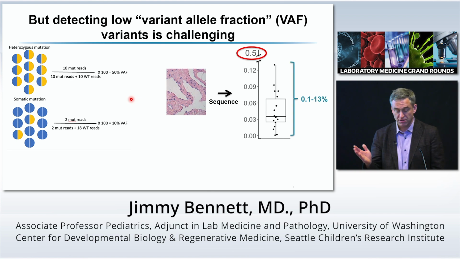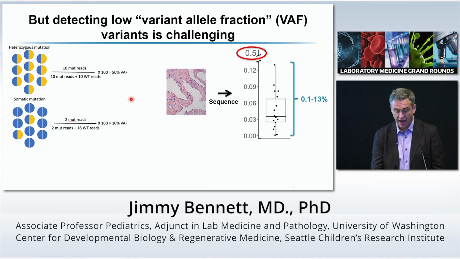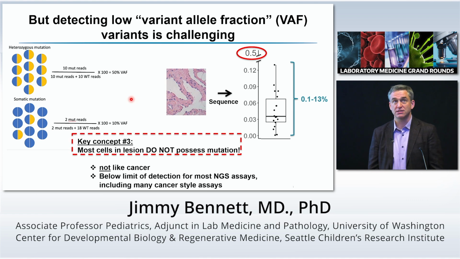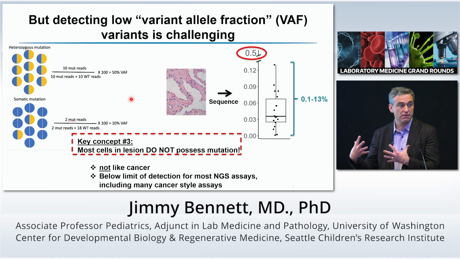And what it turns out, and this is the research in my lab and others, when we look at individuals with lymphatic malformations, but the same is true for venous and arteriovenous malformations, we see that the typical detected pathogenic PIK3CA mutation is typically present at 0.1 to 13% variant allele fraction. The implication of that is if you double those numbers, 0.1 to 13%, it means that 0.2 to 20% of the cells in the lesion have the mutation. Most of the cells in the lesion do not have the mutation. That's key concept number 3. Despite these large, grapefruit size or bigger lesions, most of the cells in these tumor-like non-neoplastic masses do not possess the mutation. So this is not like cancer.